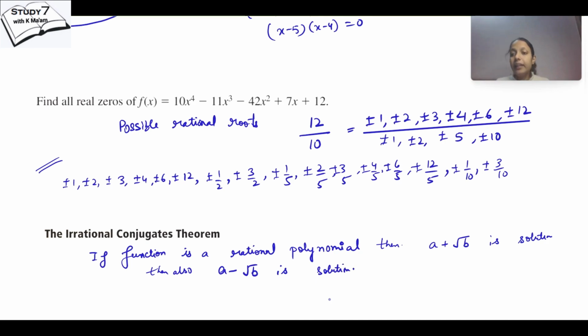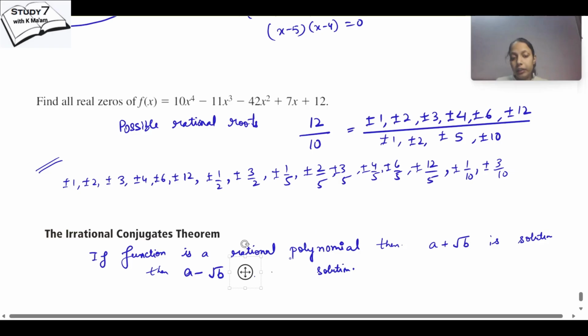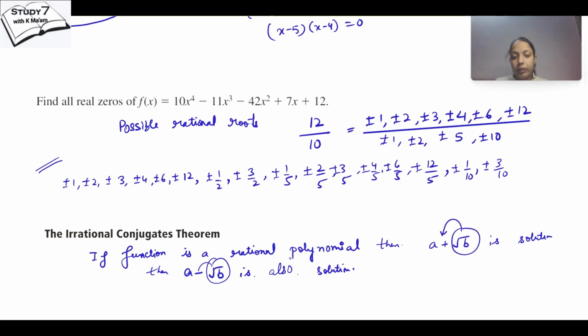So basically, if a constant plus an irrational number root b is a solution, then a minus root b is also a solution. That is known as the irrational conjugate. Conjugate means there is only a difference of a negative sign: irrational number with positive sign, irrational number with negative sign. Maybe the negative sign is given, and then you will say a plus root b is also a solution. Okay.